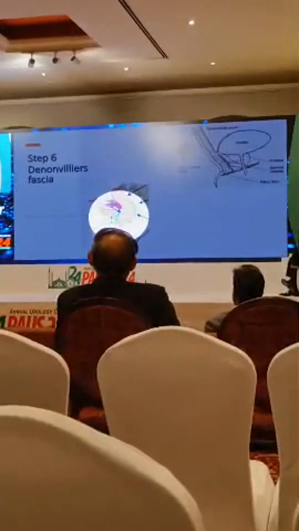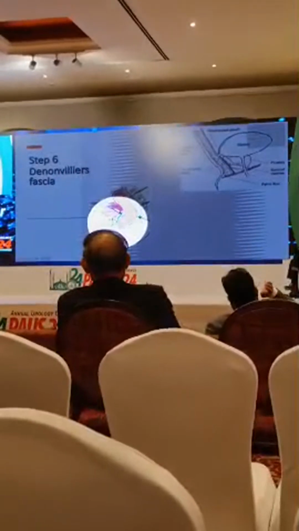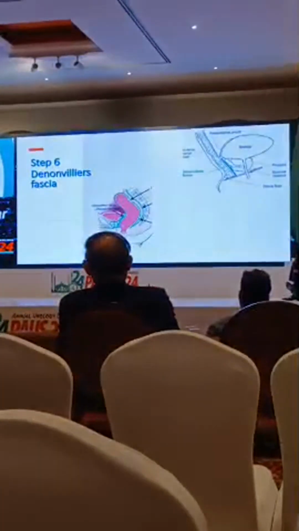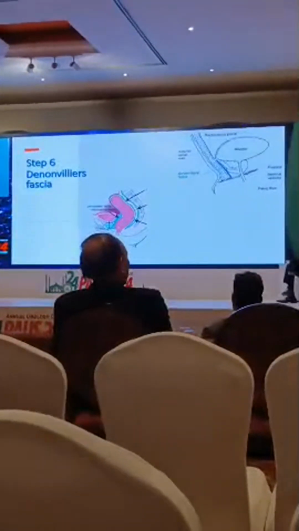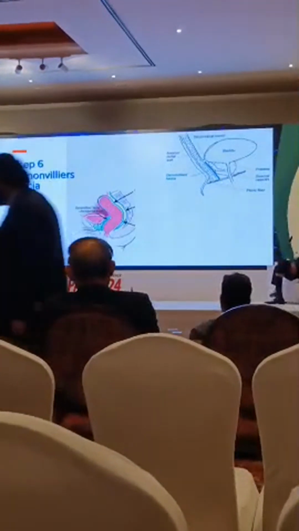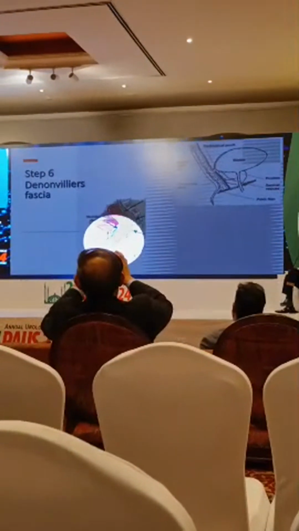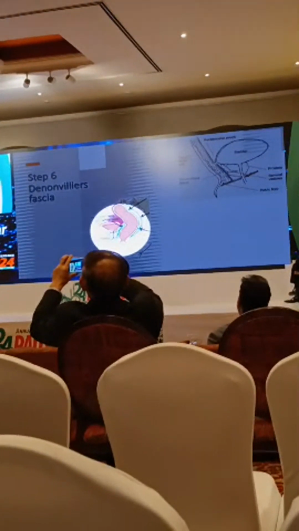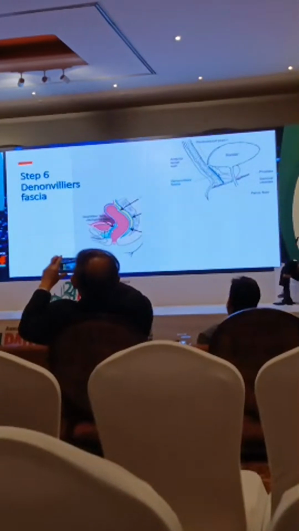And it's important to remember that when you lift off the prostate, you start your dissection in the posterior plane, the Denonvilliers fascia, which is really an extension of the peritoneum. And if you don't divide this Denonvilliers fascia, you won't be able to approach and lift this prostate along with the bladder. So this is the next step.